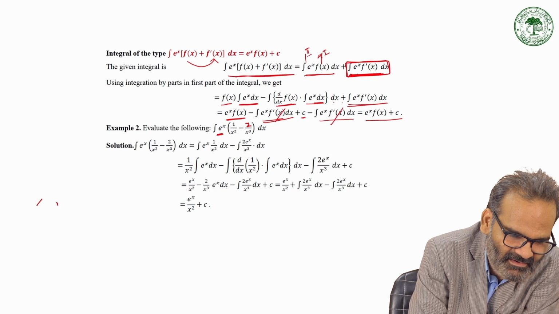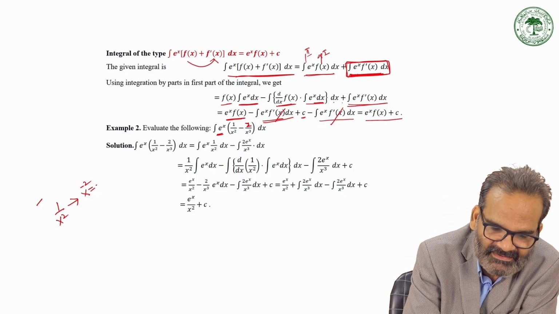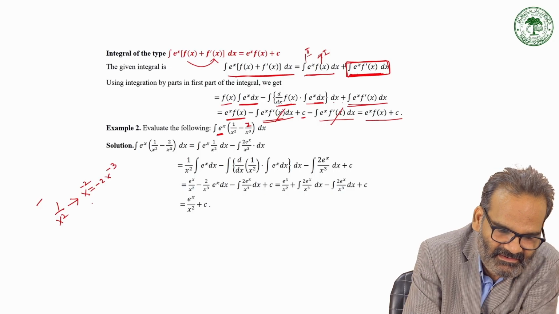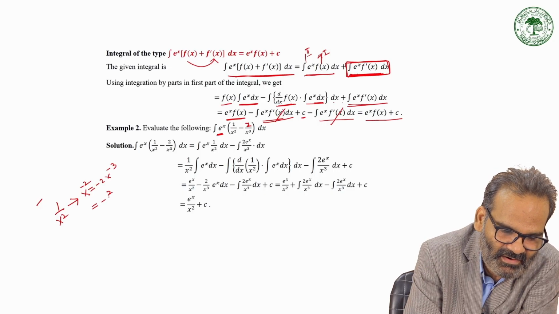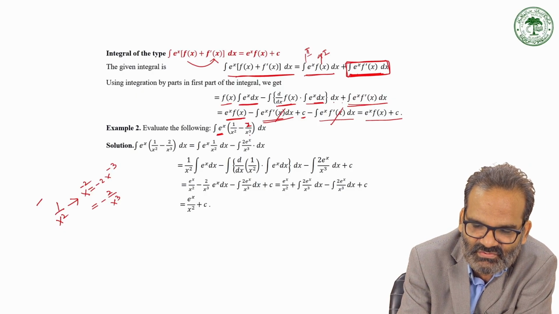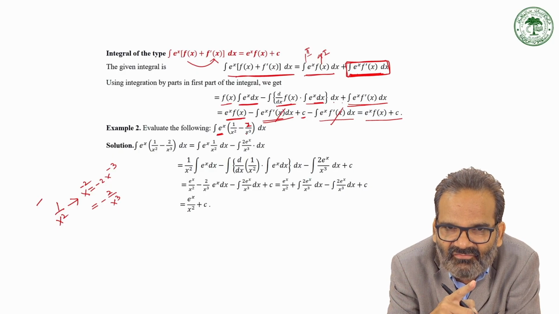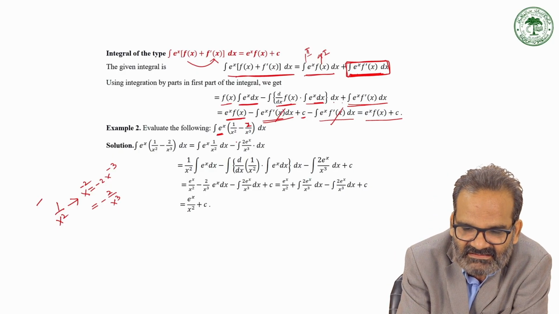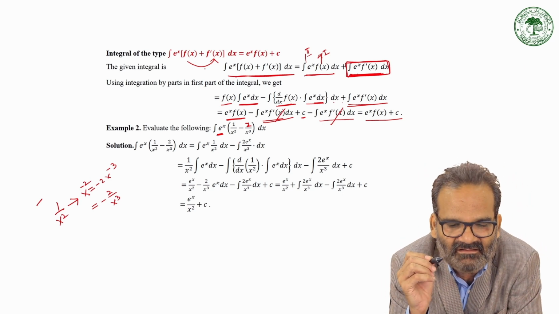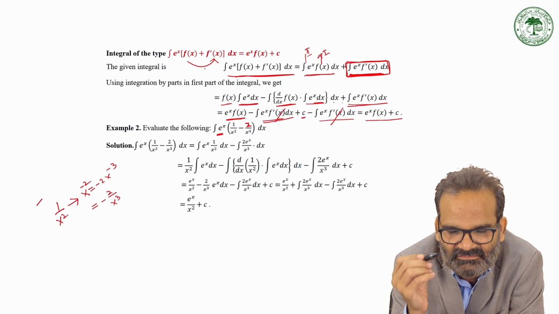Second thing is what? 1 upon x square, its derivative is what? See, x to the power minus 2, you can transform this. What is its derivative? This is minus 2 x power minus 3. So this is minus 2 upon x power 3. So see here, 1 upon x square and minus 2 upon x power 3. So 2 upon x power 3 is the direct derivative of 1 upon x square. So this is very much similar to the function of the type e raised to power x times f x plus f dash x. So we can use it here.